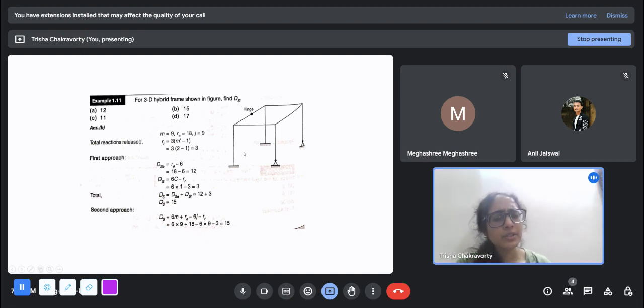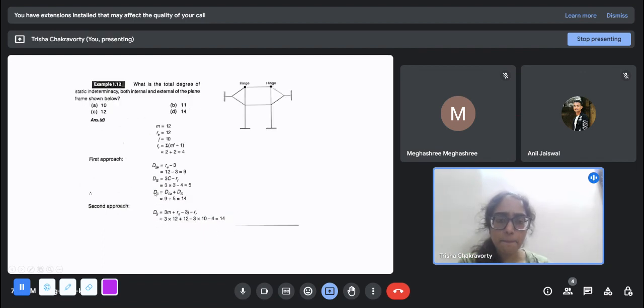Degree of external indeterminacy is, as always, Re is 6 plus 6 plus 3 plus 3, that is 18, and the total number of equilibrium equations in 3D space is 6, so the degree of external indeterminacy is 12, and the total one is 15. So we can see that the degree of internal indeterminacy is 3 here.